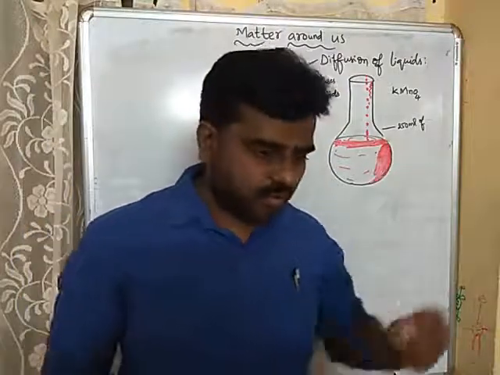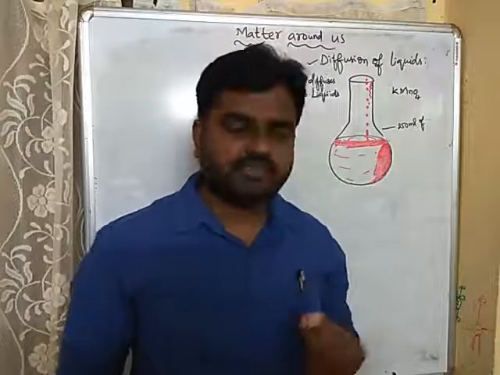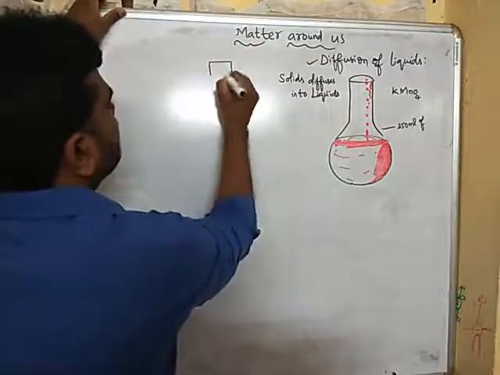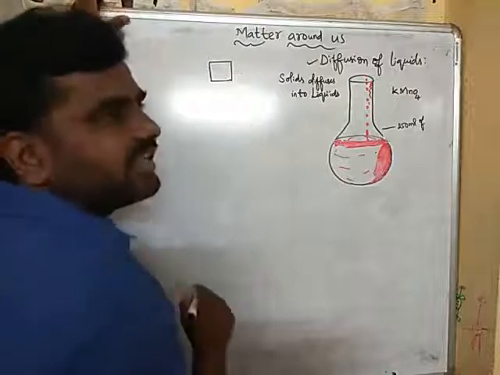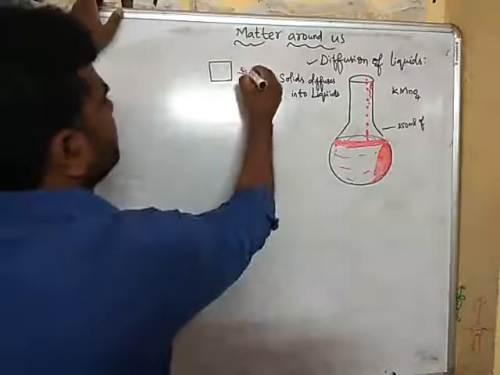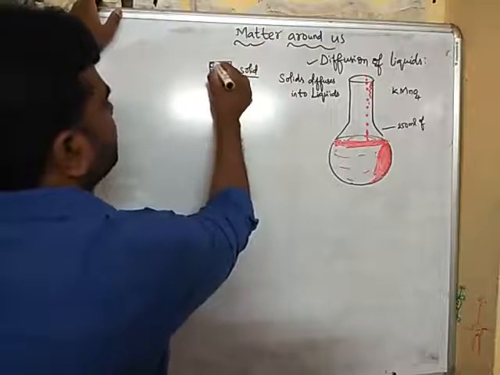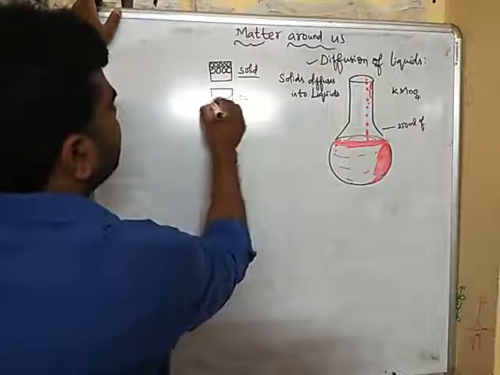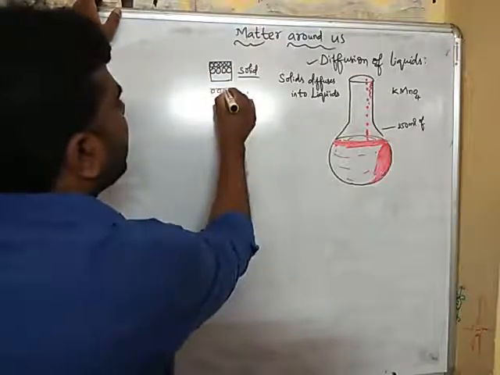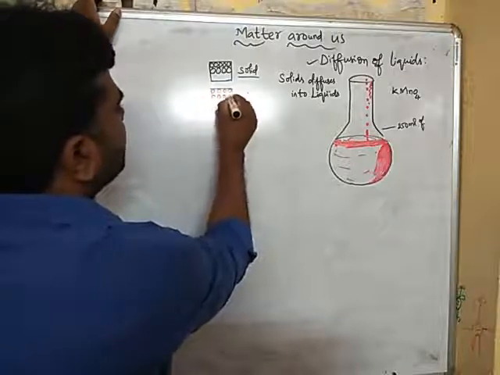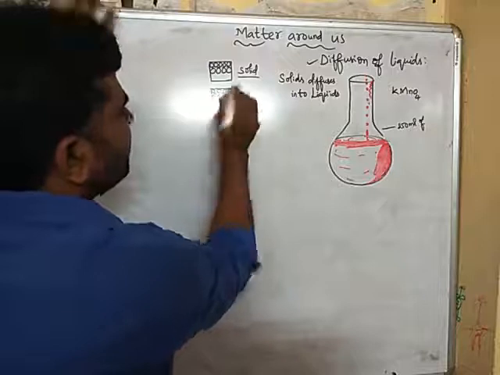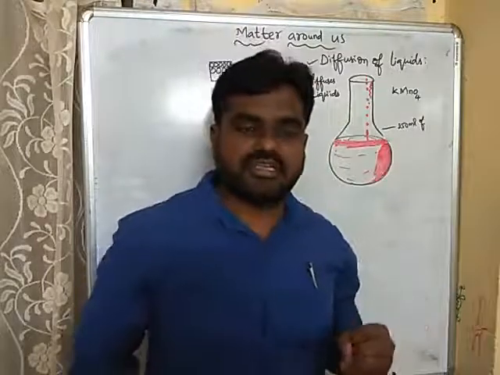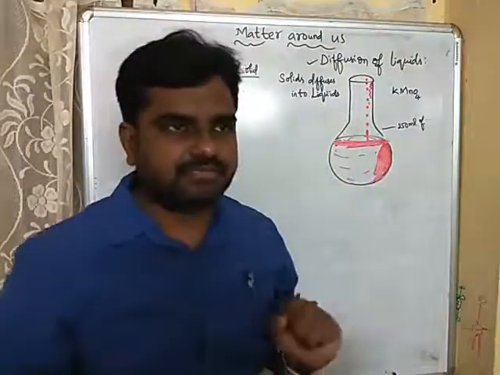To know this concept, we should have a small idea about the arrangement of molecules in matter. We have already seen that in solids the molecules are situated very closely packed, whereas in liquids there is a small gap between each and every molecule. Am I right? Yes, there is a gap. So to know how this diffusion takes place, we'll see it through an activity.